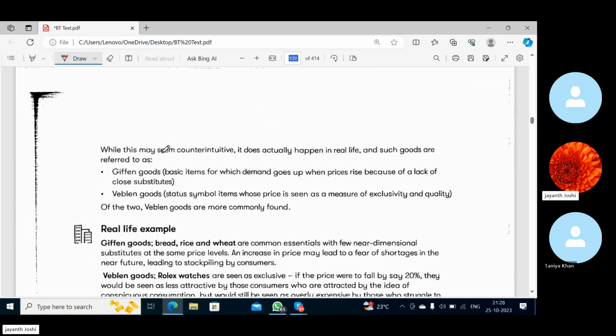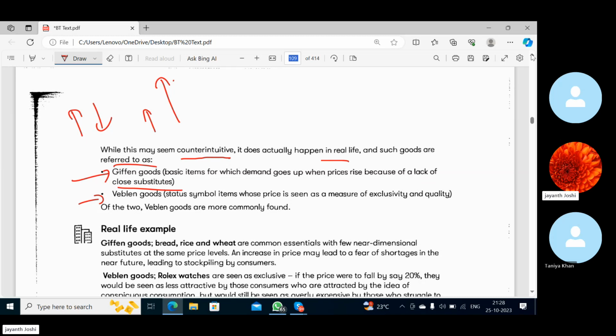Now, while this may seem counterintuitive, it does actually happen in real life. Such goods are referred to as the Giffen paradox. So what are they saying about Giffen goods? These are against the law of demand. What does the law of demand say? When the price increases, the demand should decrease, right? But this is not applicable to these goods. When the price increases, the demand also increases. How? We are speaking about basic items for which demand goes up when prices rise because of lack of close substitutes. There is no substitute for them.